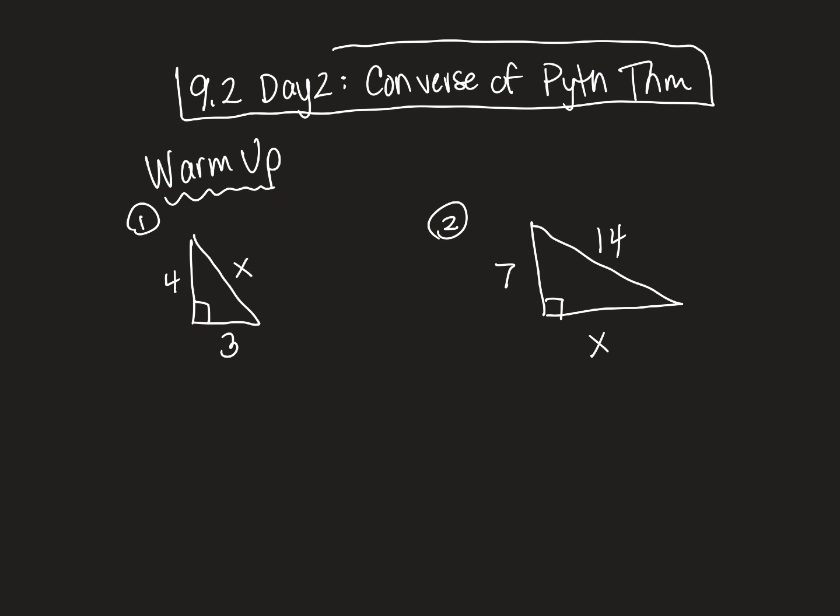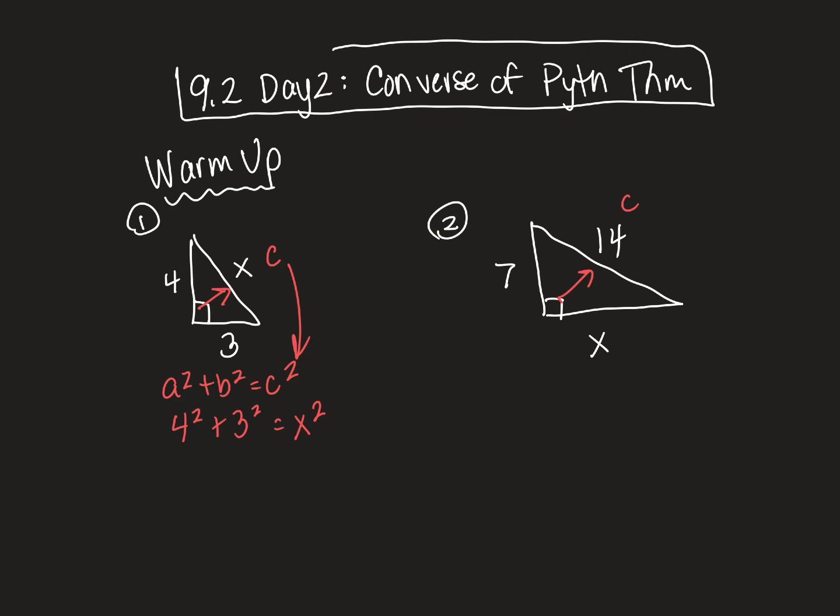Always recognize that we need to identify the C value, and the C is always opposite the right angle. All right, so in this case, we have the C value here. So we're going to do A squared plus B squared equals C squared. And as long as C goes on this side, it doesn't matter what order we put A and B in, because those are our legs. So 4 squared plus 3 squared equals X squared.